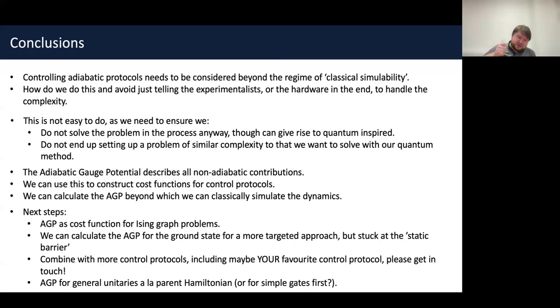and I think it's quite a useful thing, especially to do this approach that we did at the end of the CODE paper there of using it as a cost function. And as I said, the next steps, we really want to apply it as a cost function for the Ising graph problems. We've also got more thoughts on trying to use the adiabatic gauge potential using the information from the ground state as well, which is a bit more of a targeted approach, but then you'd be stuck at the static barrier that I talked about at the start.